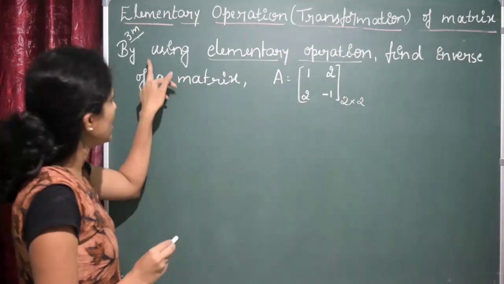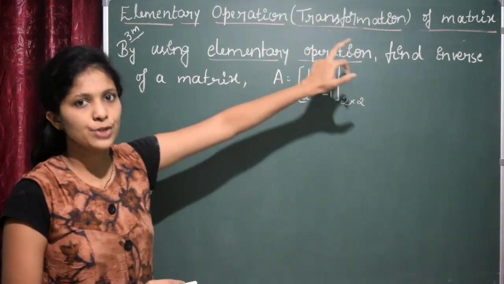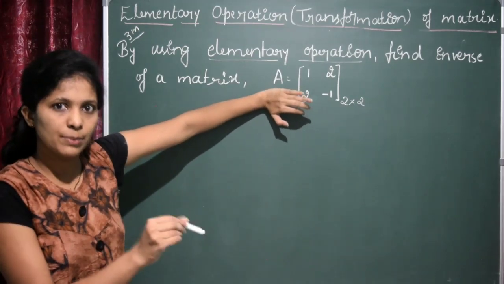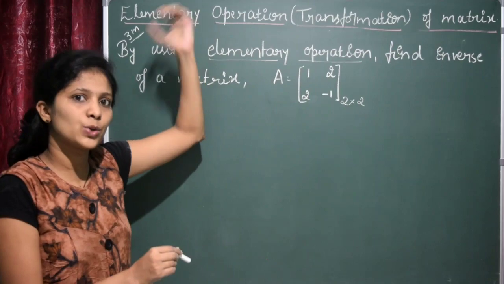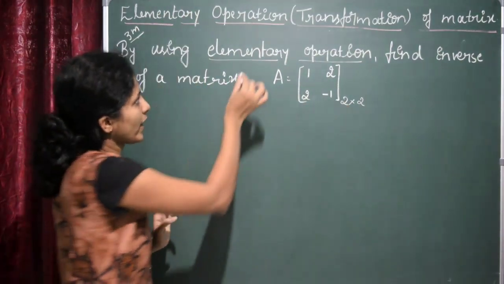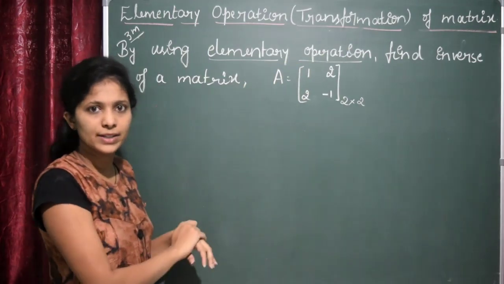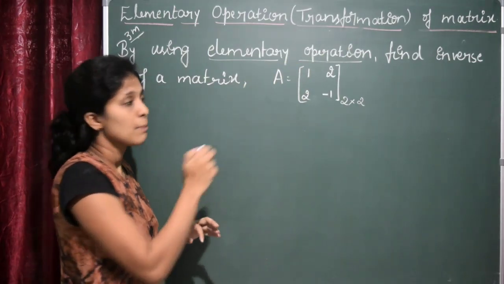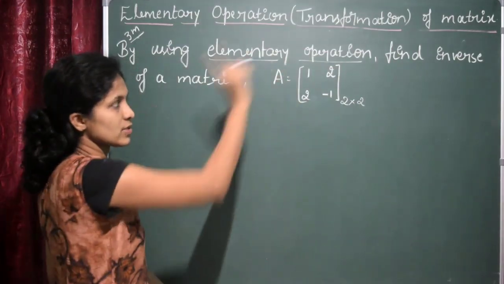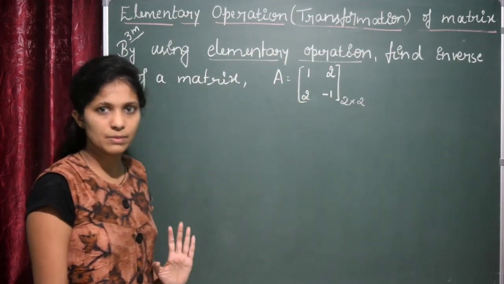The question is given, by using elementary operation, find the inverse of this matrix. This type of problems are important for 3 marks. This is very important, okay, compared to those theorems. Now, you have to find the inverse of this matrix. See, to find the inverse, in the next chapter, you have another method. That method is very easy. But if they mention by using the elementary operation, then you have to use this transformation only. Otherwise, you will not get the marks, okay.